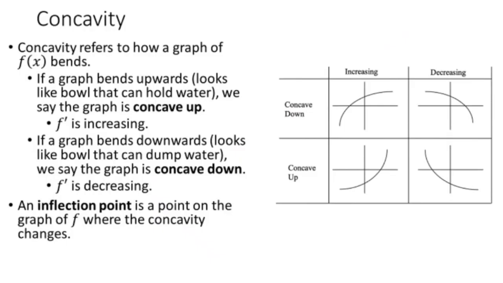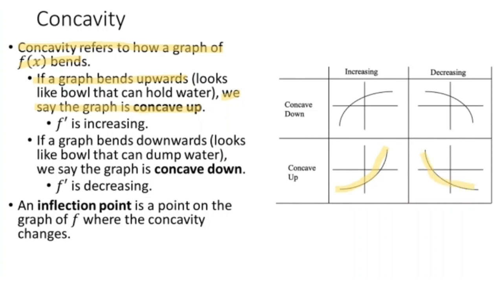Now we're going to talk about the concavity of a function. Concavity refers to how the graph of f of x bends. If a graph bends upwards, creating an effect that looks like a bowl that's trying to hold water, we say that the graph is concave up. To the right, we can see what a graph being concave up looks like. You can see how it looks like part of an upright bowl.